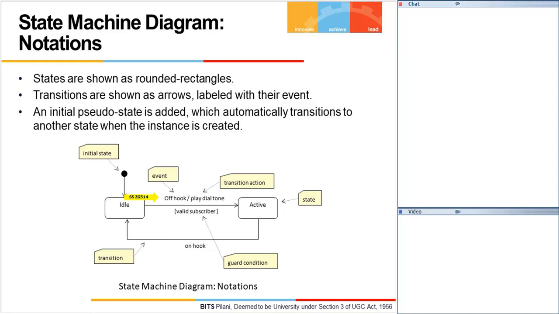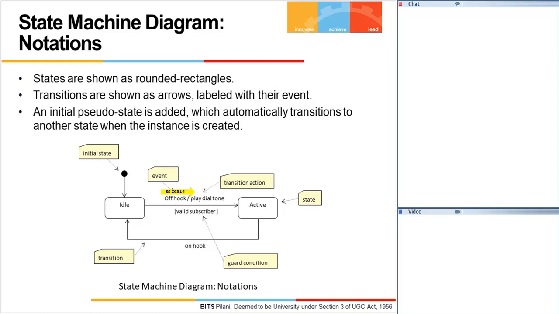On occurrence of this event, which is off hook, the system moves from idle state to the active state, and this is the transition action which is taken, right? So it's an action part which is executed, that is a dial tone is played. So as soon as the system transits from the idle to the active state, what you need to do is to play the dial tone, right? So this is the notation that you will need to follow.